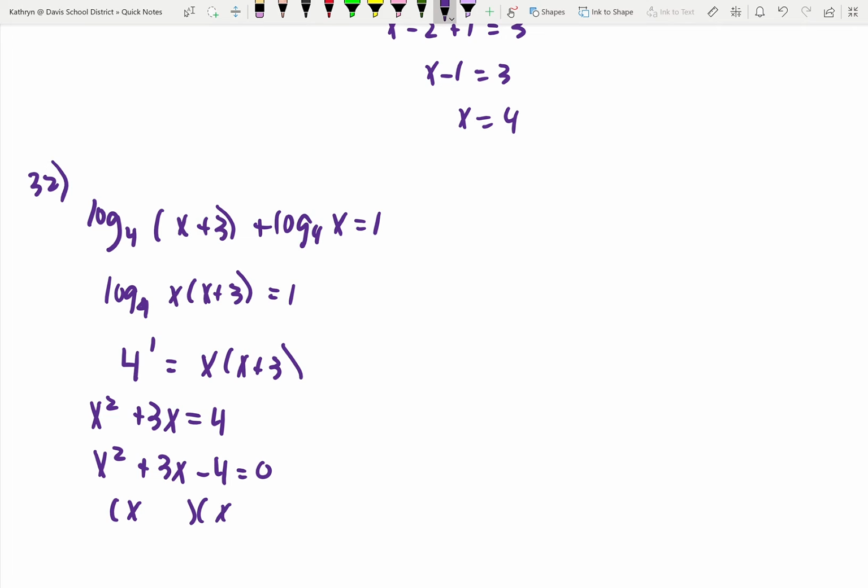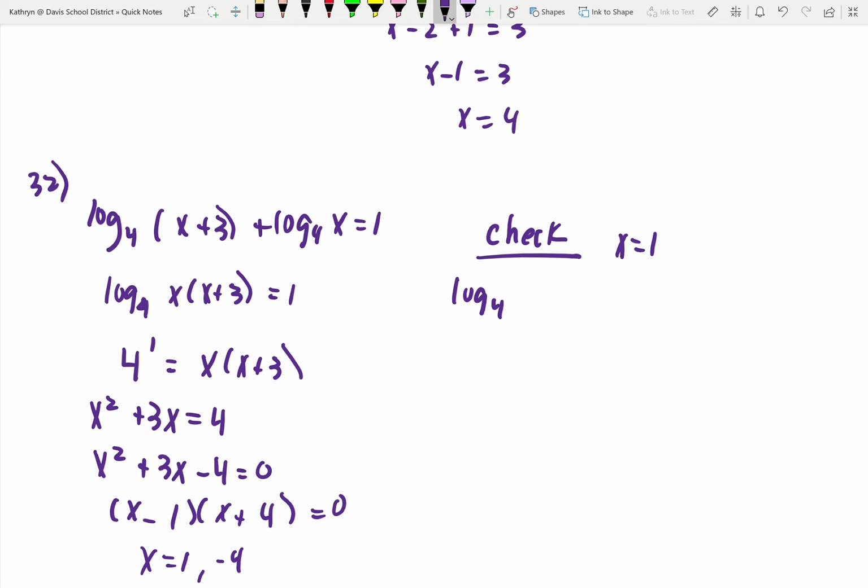Factor x and x. 4 and 1. Signs are different because it's the positive. I get x equals 1 and negative 4. It was given in log, so I must check, and I must check from the original. So I'm going to check x equals 1. So that's log base 4 of 1 plus 3 plus log base 4 of 1 equals 1.